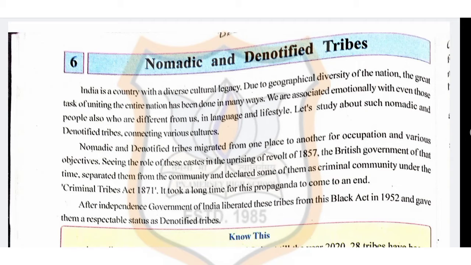Now the next topic is nomadic and denotified tribes, and their characteristics and lifestyle.